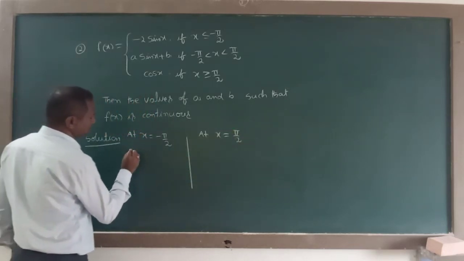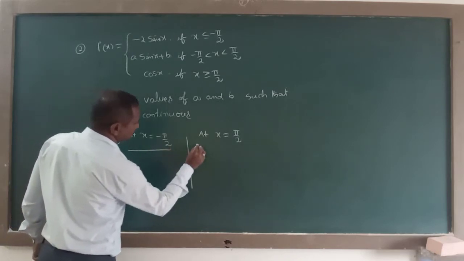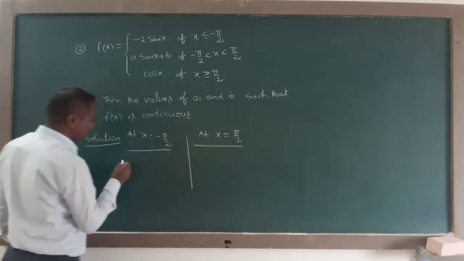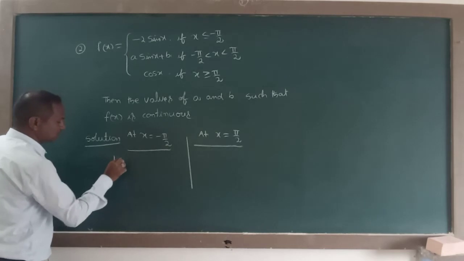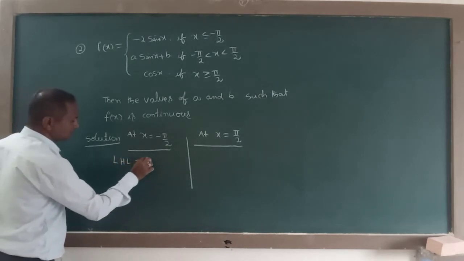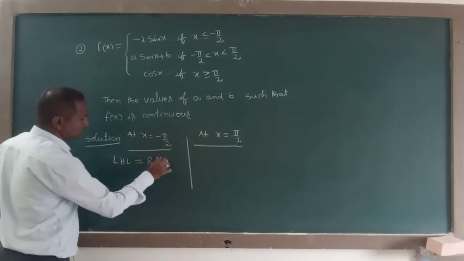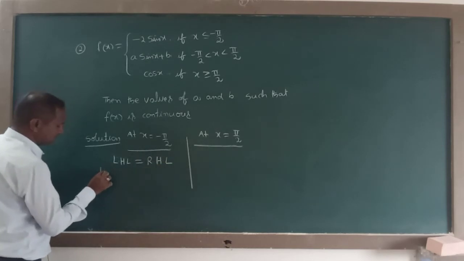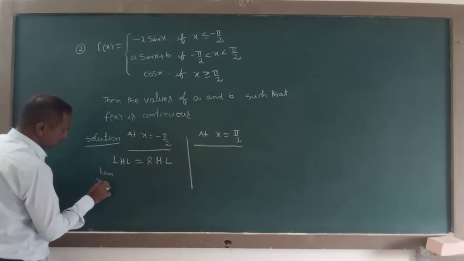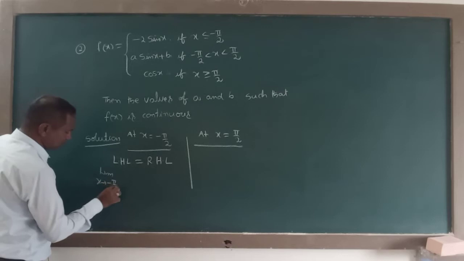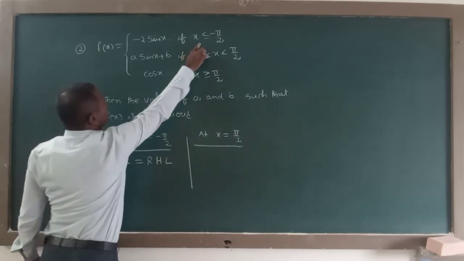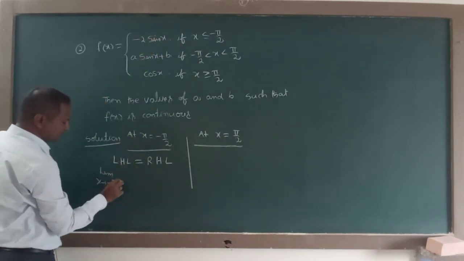LHL is equal to RHL. You can take here LHL is equal to RHL. Here, limit x tending to minus pi by 2, corresponding to the less than symbol, which function is that? Minus 2 sin x.